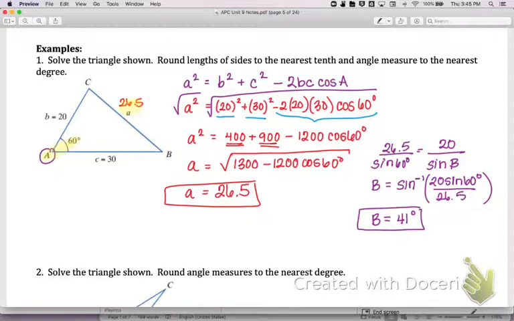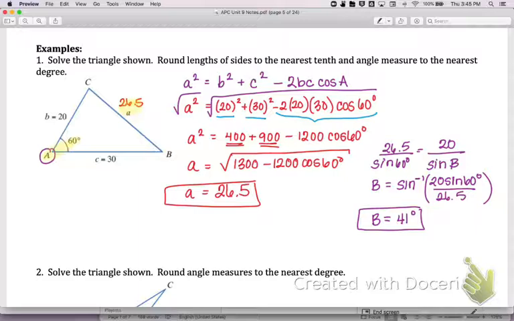Again, we don't need to consider a second case because there cannot be a second case here. It's only with our bad word, ASS triangles. That's the only time you have to worry about that. This is an SAS triangle, so we're all good.